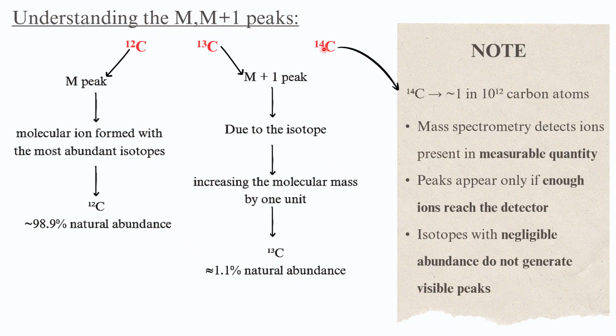It is not at all visible in the mass spectrum. The reason is that the abundance of this particular isotope is very low in nature. So this is how we get the M and M plus 1 peaks. The M peak is due to the most abundant isotope. M plus 1 is due to the isotope which is just one mass higher than the M peak. In conclusion, please remember that carbon gives only two isotopic peaks, that is the M and M plus 1 peaks.